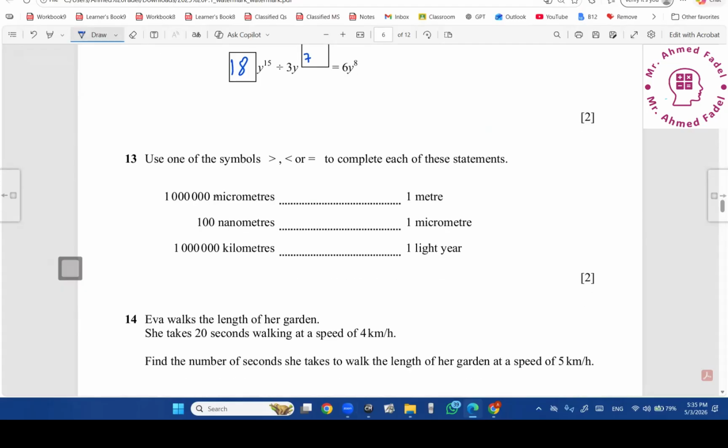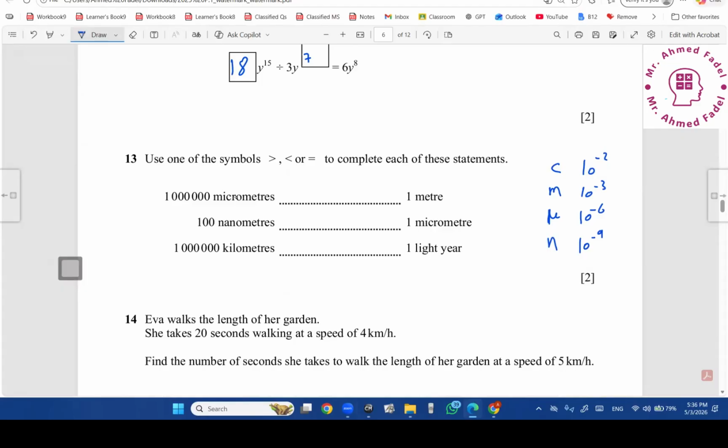Over here, the micrometers and 1 meter, how can I get rid of the micro, or how can I convert it into a meter? You should memorize the value of each prefix. So you should remember that you've got centi, and you've got milli, you've got micro, you've got nano. The centi was 10 to the power of negative 2. This is 10 to the power of negative 3. This is 10 to the power of negative 6. This is 10 to the power of negative 9.